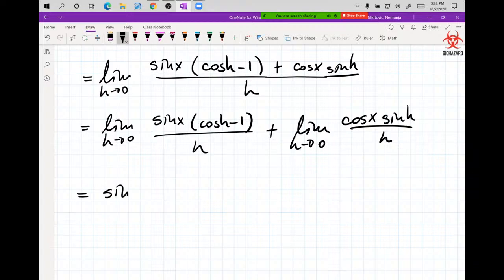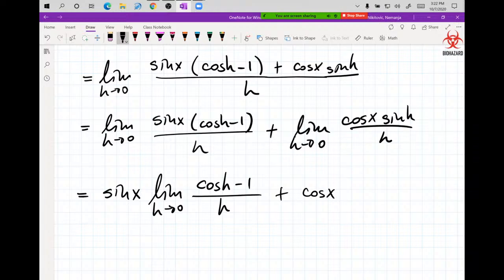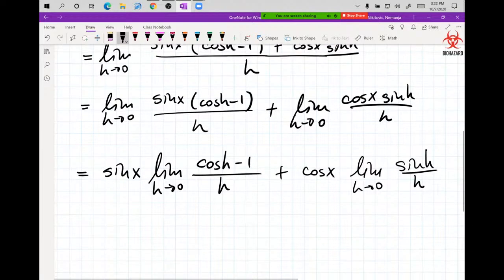So we can kick sine x outside, which is another limit rule, leaving us with the limit of cosine h minus 1 over h. And over here the same rule applies. The cosine x is constant with respect to variable h. So the limit as h goes to 0 is sine h over h, which is what we have there.